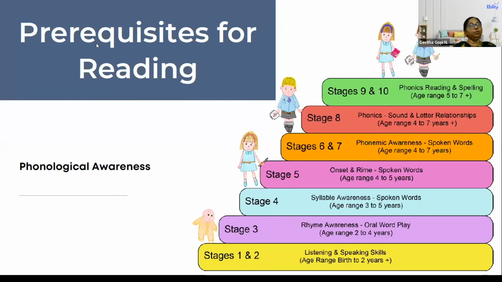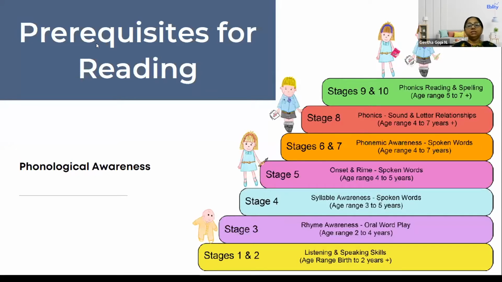Again, here it's still more to do with spoken words. We talk about onset and rhyme. Onset refers to being able to understand what is the beginning sound of a word. So for example, if you say the word cat, the beginning sound is k. And if you ask them to orally give us words which have the same sound as cat, they would be able to do so. So that's being able to understand the beginning sound of a word.